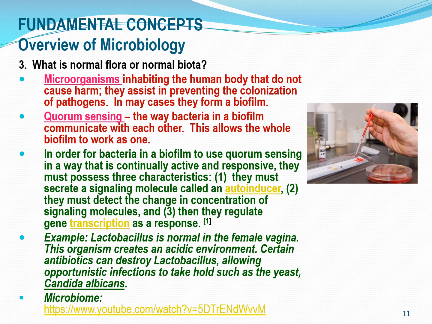In order for bacteria in a biofilm to use quorum sensing in a way that is continually active and responsive, they must possess three distinct characteristics. First, they must secrete a signaling molecule called an autoinducer, okay? Then they must be able to detect the change in concentration of signaling molecules. And then they must regulate gene transcription as a response.